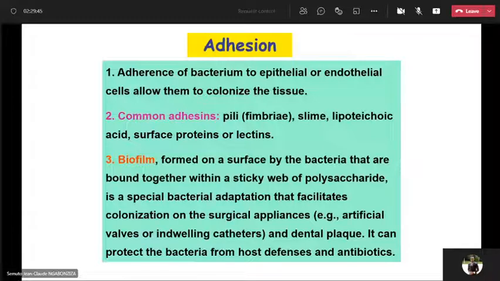So this biofilm mostly protects the bacteria from the defense of the immunity, but also from the antibiotics. So the antibiotics cannot get into this large biofilm, then the bacteria are protected somehow.